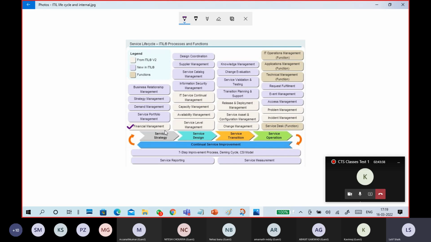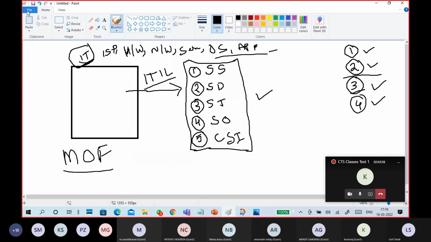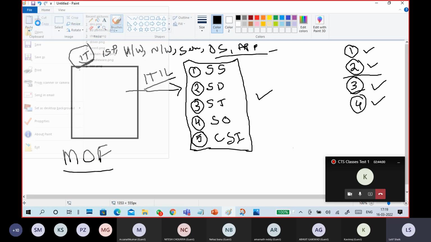Okay. So finance management: how to bring money to invest in our business, how to spread the money among the businesses. That is the finance management question. Okay. Next, service portfolio management. So what is this service portfolio management?